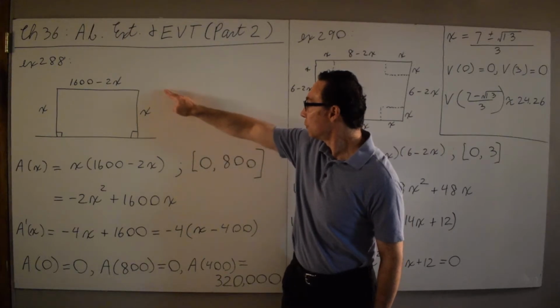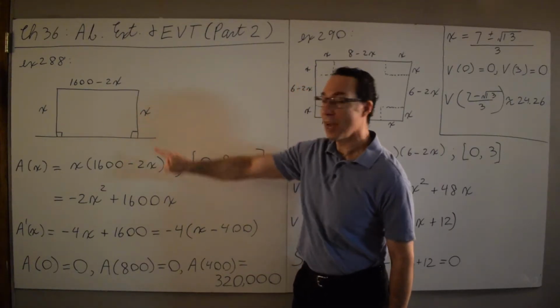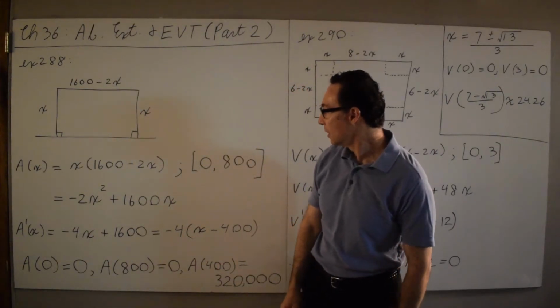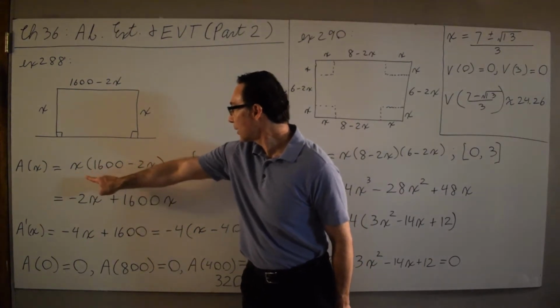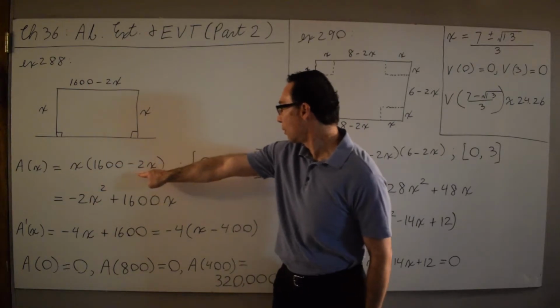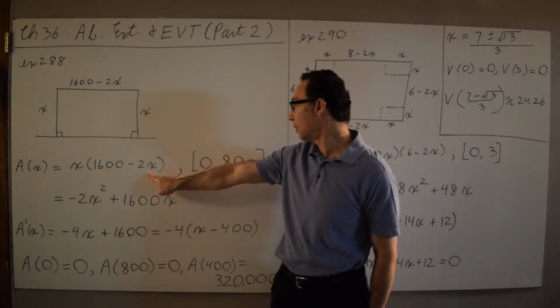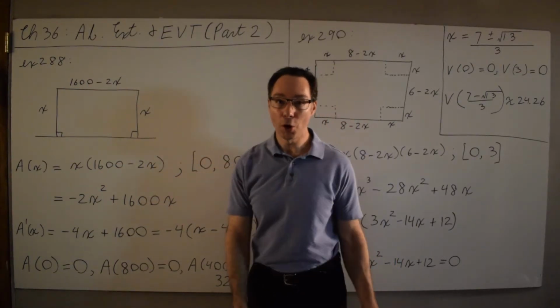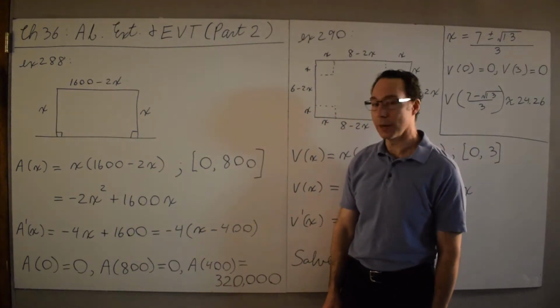The area of this field depends on this decision, X. It's the area of a rectangle, width times length. So we have X times (1,600 minus 2X), that's the area of the field. This is a parabola that opens downward. We could just find the vertex if we wanted to.